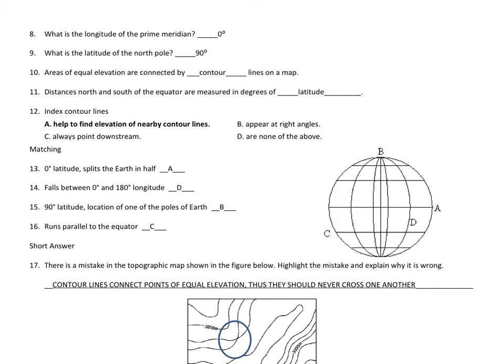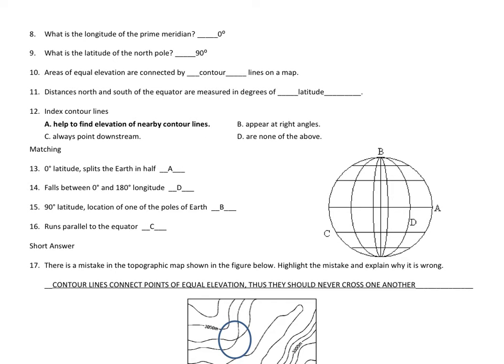Index contour lines help to find elevation of nearby contour lines. On a real map, they do not label every contour line. So instead, they use every fourth or fifth contour to speed things up, to help you get a quick reference, and every fourth to fifth seems to work really well. Alright, now we're going to match the diagram with some of these descriptions.